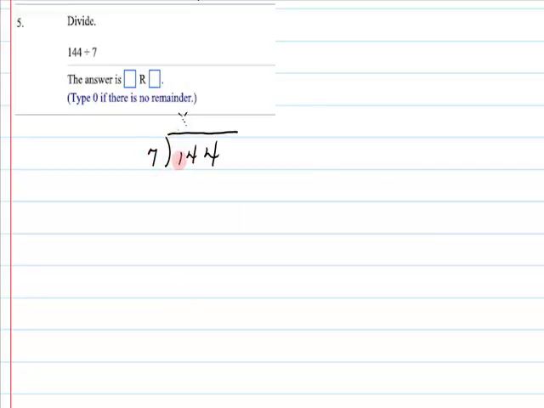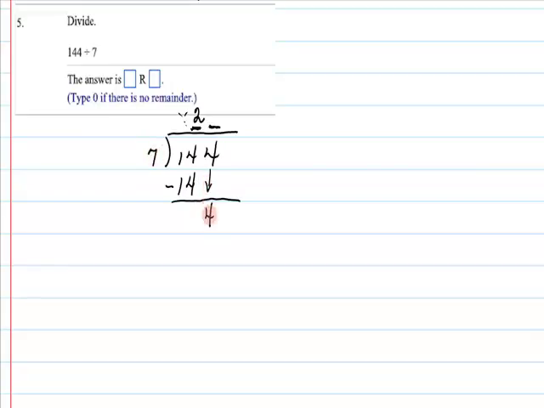Then, will 7 go into 14? The answer is yes. That means the first digit of my answer will go above there, and the second digit of my answer will go there. Nothing over the 1. All right, 7 didn't go into 1, but it goes into 14 2 times. Now you multiply. 2 times 7 is 14. That's your first, and we subtract. That cancels out completely, and we bring down the next number.